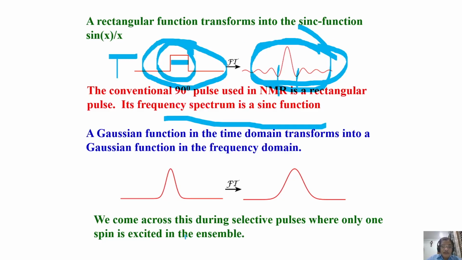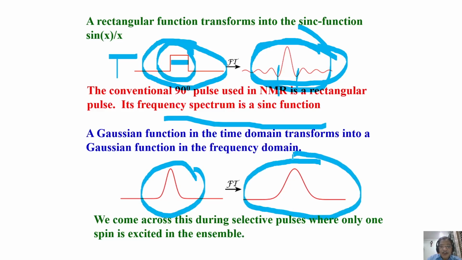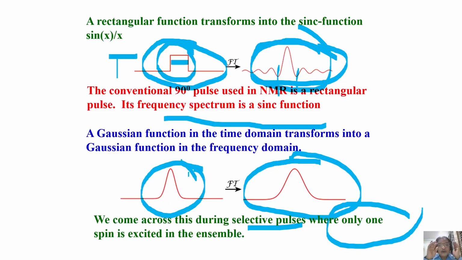If I take a Gaussian function and do the Fourier transformation, interestingly, you get a Gaussian function in the frequency domain also. We come across this very often when we do selective pulses, where only a single spin is selectively excited. In an ensemble of molecules, I can selectively excite a particular spin, or a band of frequencies. We come across such things, and that's why I'm giving you this information. The Fourier transformation of a Gaussian is also Gaussian.